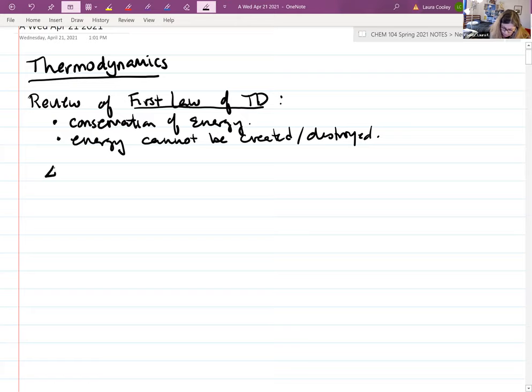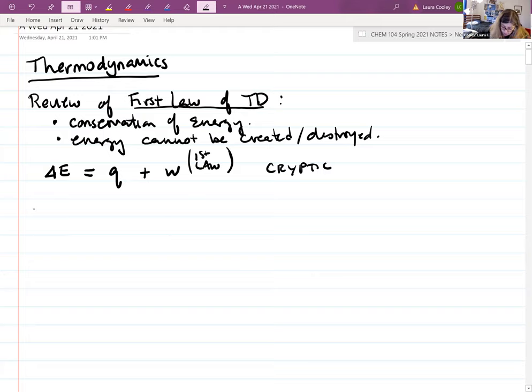And the statement of the first law is, I would call it, a little cryptic at best, which means it's a little coded. It's not obvious what it means. Delta E equals Q plus W. Okay, so this is the first law, but it really does require a little bit of explanation.